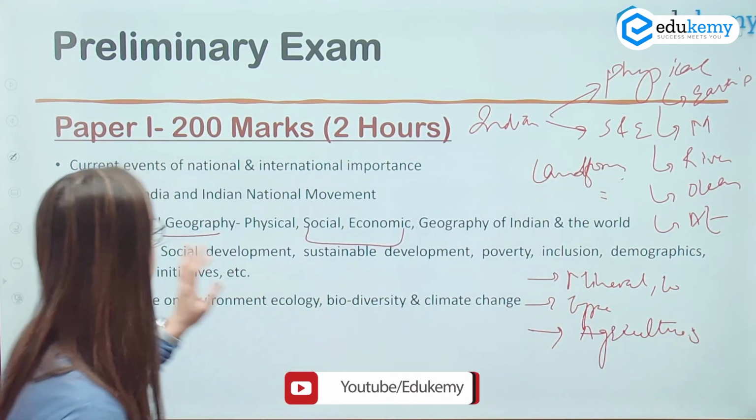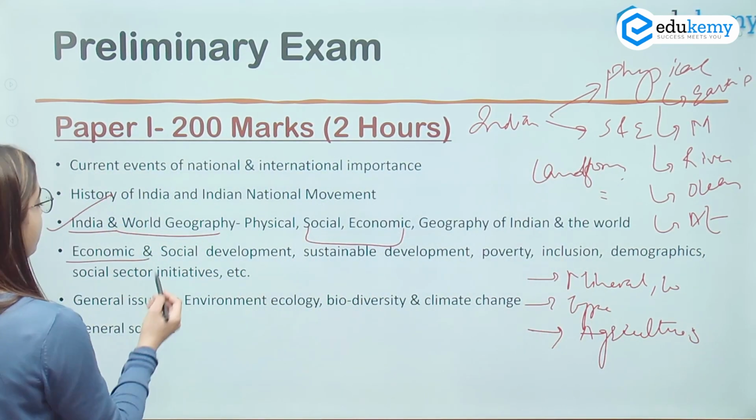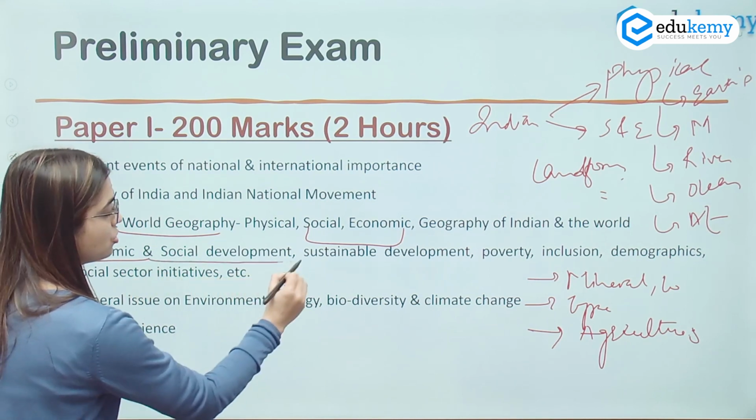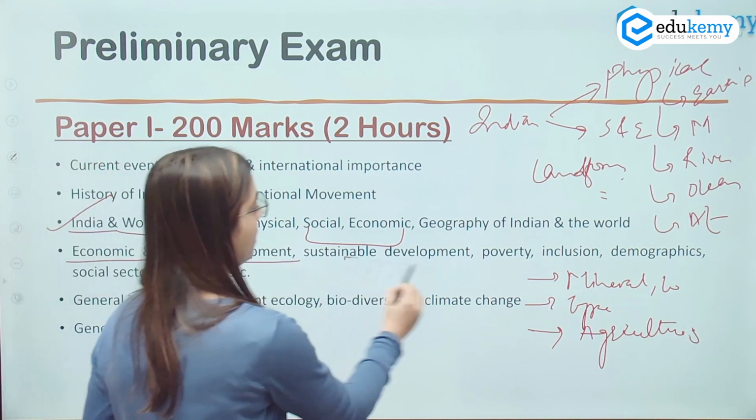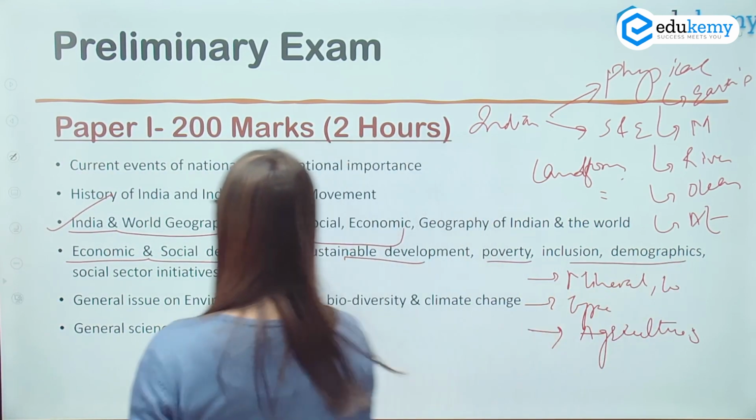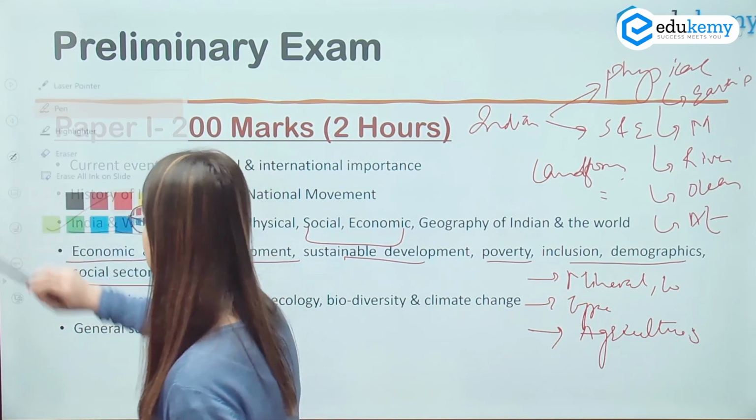Okay, so this is all about geography. The next part is economic and social development, sustainable development, poverty, inclusion, demographics, social sector initiatives, etc.